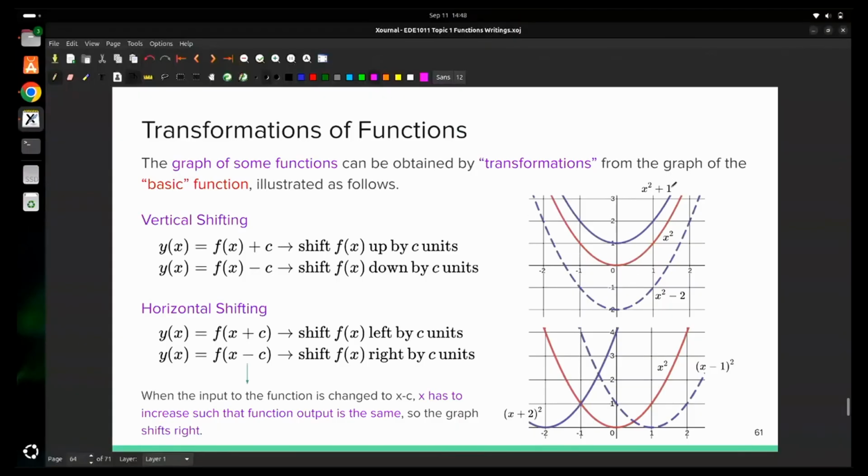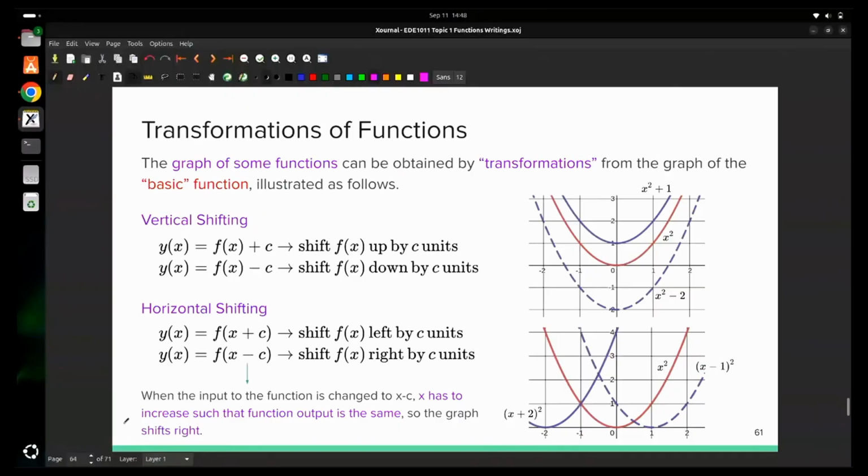Okay, let's say c equals 1. You can see we move up the whole graph by 1, so the y-intercept changes from 0 to 1. Now obviously you can shift down as well, so minus c. Say c is 2, so minus 2, and you just shift the graph entirely down by 2 units, simple as that.